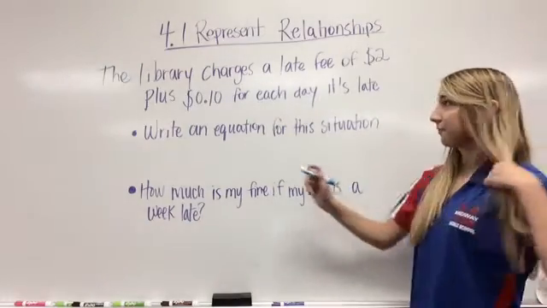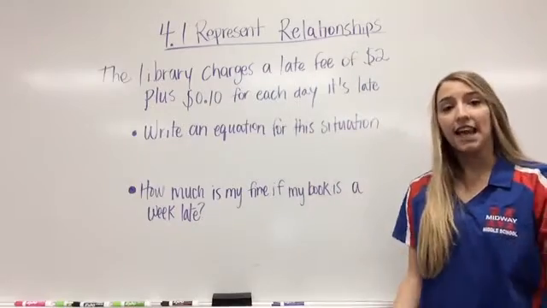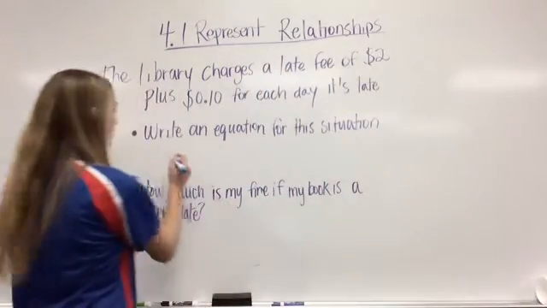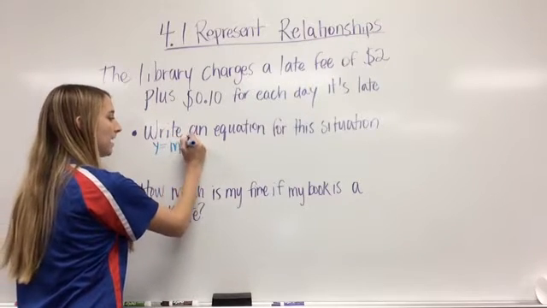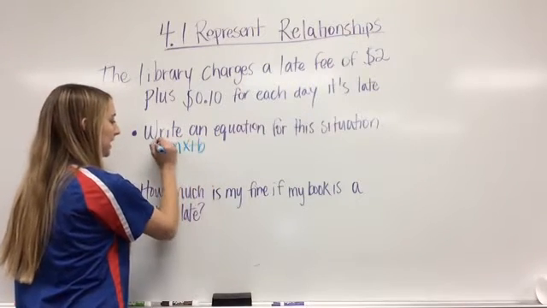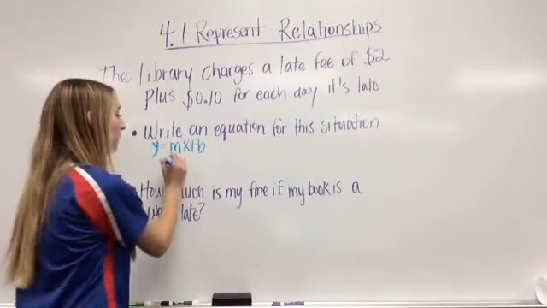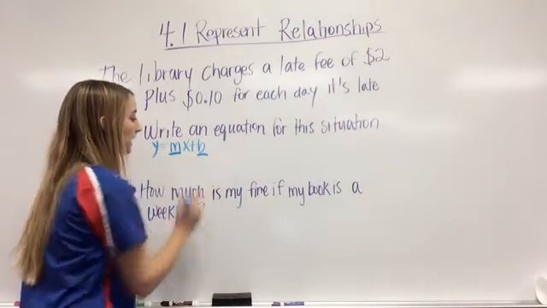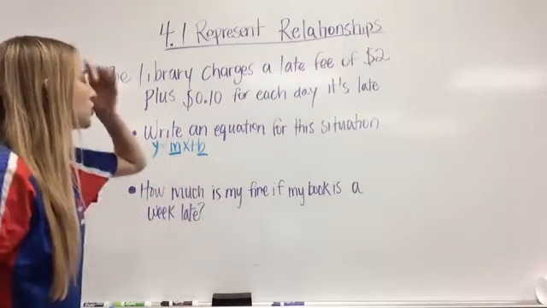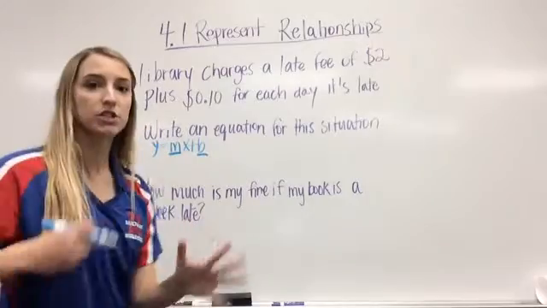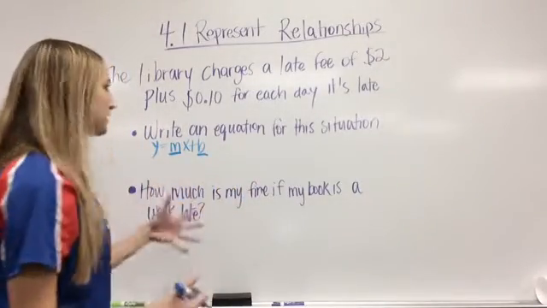Okay, so we're asked to write an equation, so we're going to start with that. Again, remember our equation should be in the form of y equals mx plus b. And remember, we're only replacing our m and our b. M is slope, b is y-intercept. So we're going to look at the problem to determine what's my y-intercept and what's my slope.